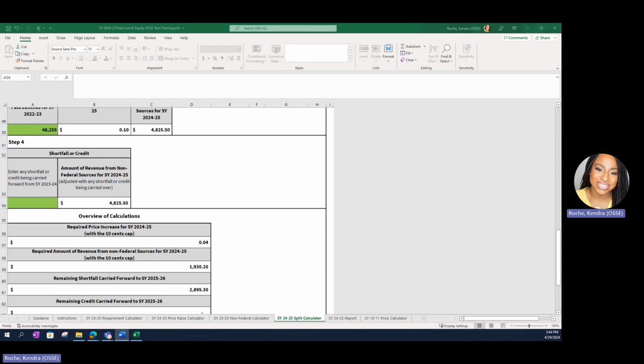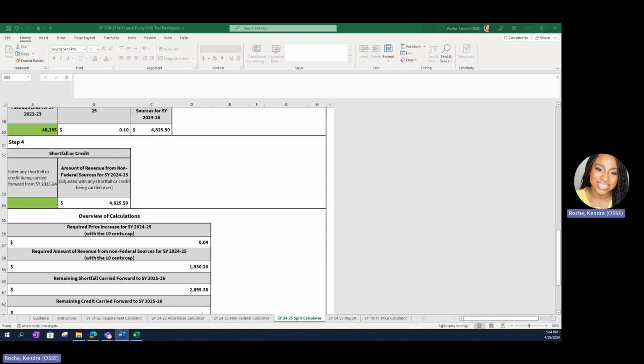Step 4. If you have any shortfall or credit being carried forward from school year 2023-24, enter it into the green box in step 4. The amount of revenue from non-federal sources for school year 2024-25 will automatically fill in.